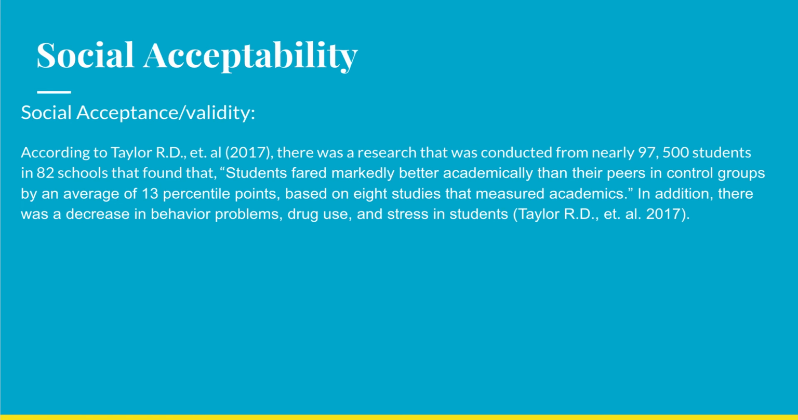Social acceptability. So, according to Taylor, 2017, there was a research that was conducted from nearly 97,500 students in 82 schools that found that students fared markedly better academically than their peers in control groups by an average of 13 percentile points based on 8 studies that measure academics. And in addition, there was also a decrease in behavior problems, drug use, and stress in students.